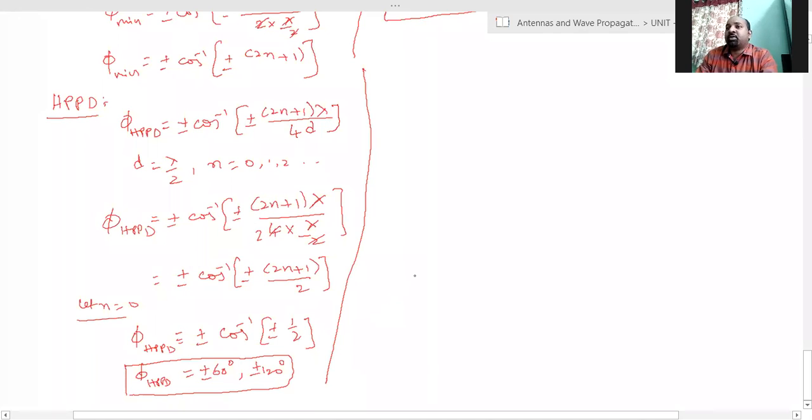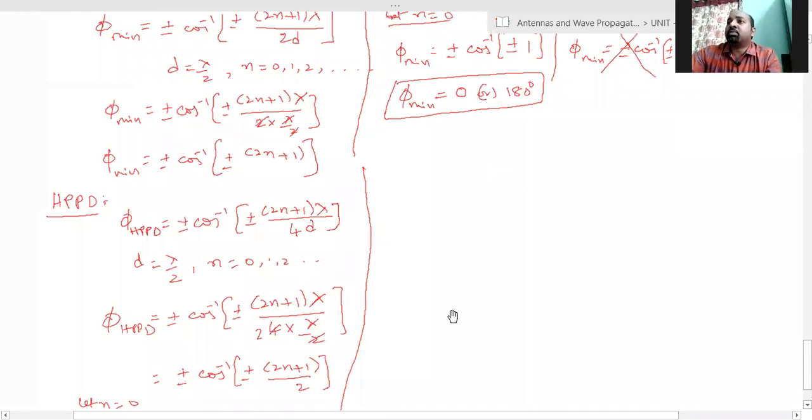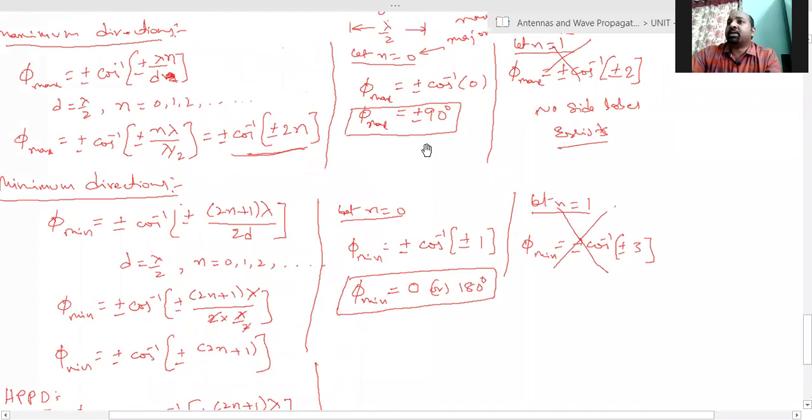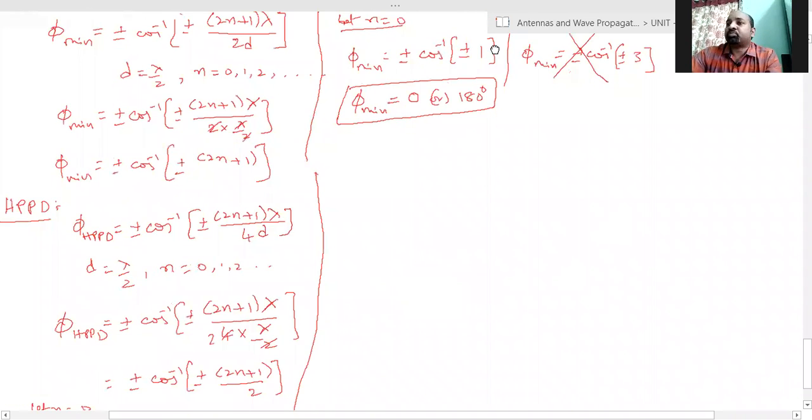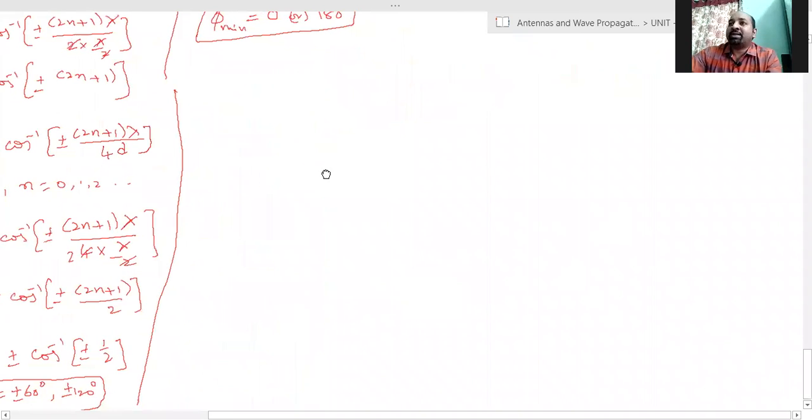So therefore, we can draw the radiation pattern. Now, what are the maximum directions? Maximum directions are plus or minus 90 degrees. Minimum directions are 0 and 180 degrees. And half power point directions are plus or minus 60 and 120 degrees.